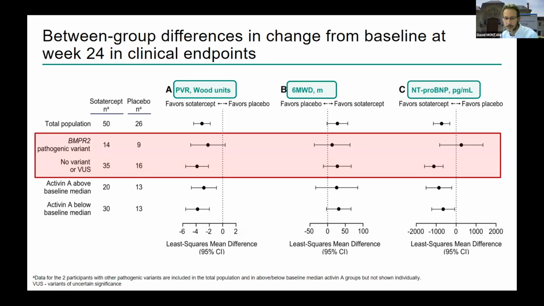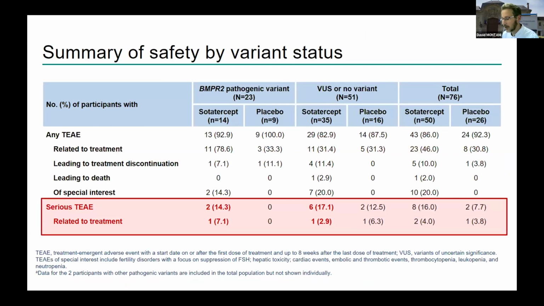There is a question about the safety of Sotatercept because there are some adverse events, particularly hemorrhagic complications. And there is no difference between patients carrying BMPR2 and patients who have no mutation. The same proportion of serious adverse events. That means that it's safe, whatever the genetic background of the patient.